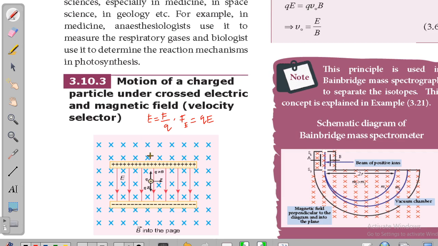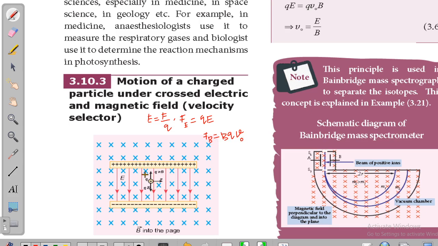And then the magnetic field is acting perpendicular, so when the charged particle enters perpendicular to the magnetic field, it will experience a magnetic Lorentz force given by FB equal to BQV. Actually it is BQV sin theta, but theta equals 90 degrees, so we substitute BQV. Here we take the velocity of the charged particle as V0.